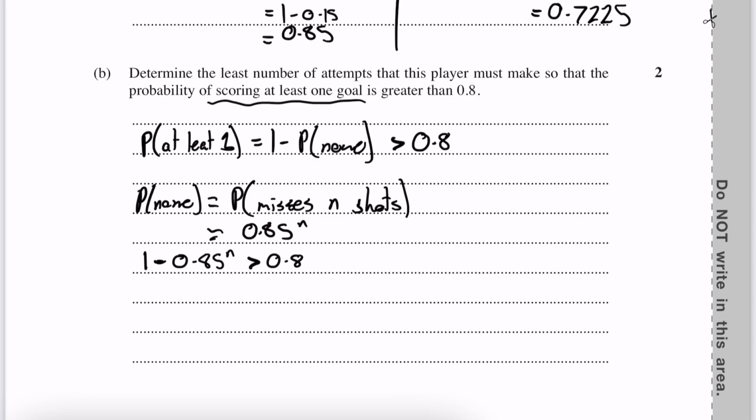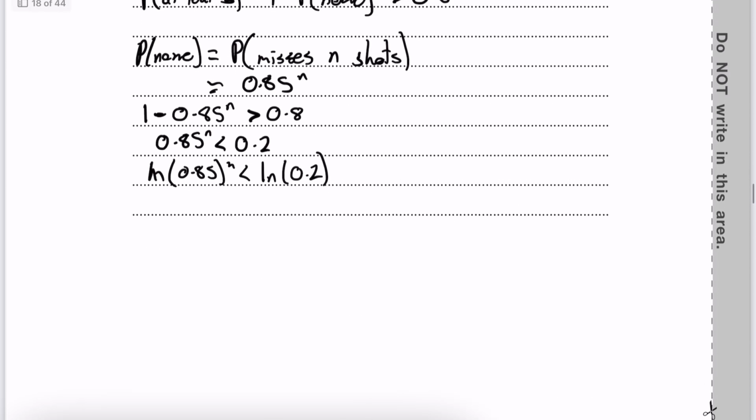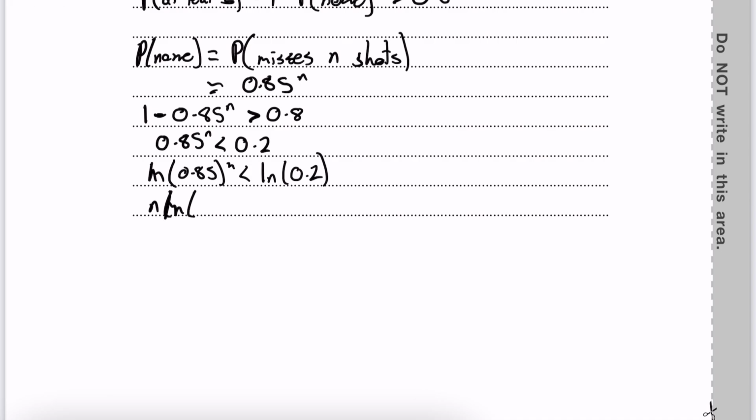Okay, what we get is that it's when 0.85 to the power of n is less than 0.2. If we take the log of both sides, we get n ln 0.85 is less than ln of 0.2. And then we divide by ln 0.85 to isolate the n.